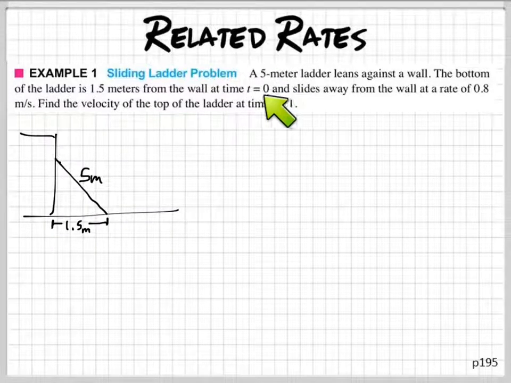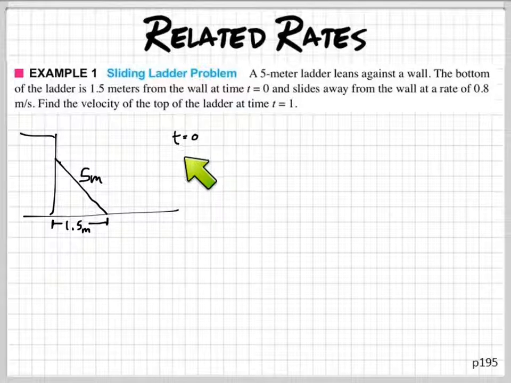At time t equals 0. Now, if I was a noob at this, I'd be like, t equals 0, I'm not quite sure what that means. But I'm going to write it down because it's a number, so it means it's probably important.